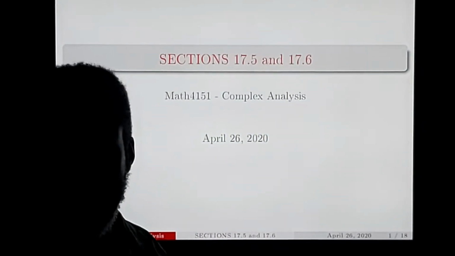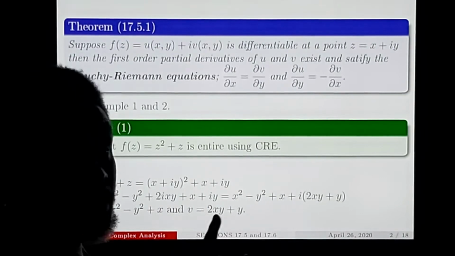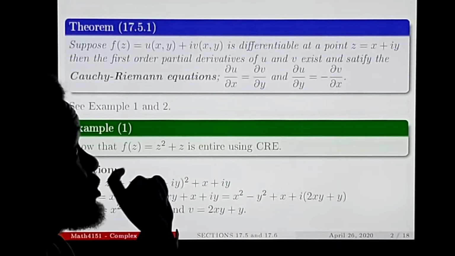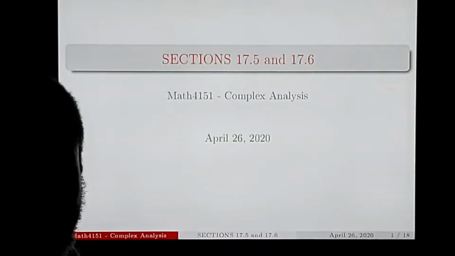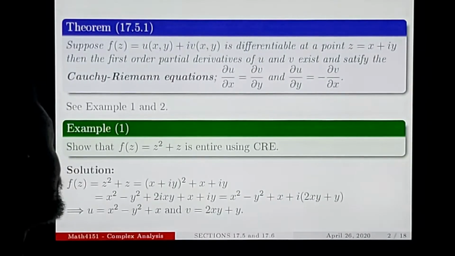Anyway, fine. So, I was saying that for the next several weeks, we'll be looking at 2 sections per week. So this week we'll look at 17.5 and 17.6. Now 17.5 is about Cauchy-Riemann equations.